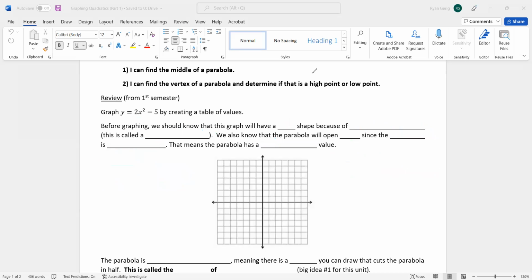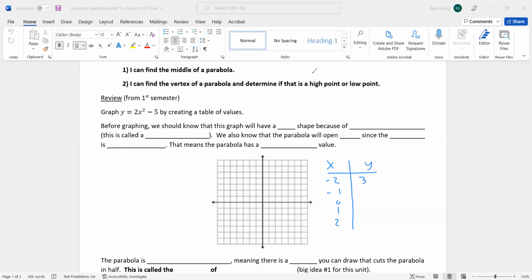Okay, now making a table of values. Let's go ahead and do that real quick. We chose for x, -2, -1, 0, 1, and 2. You probably remember that. And then you just plug those in for x and you get y values. Now I'm going to do that really quickly because I know you know how to do that. So -2 squared is 4. 4 times 2 is 8. And then 8 minus 5 is 3.